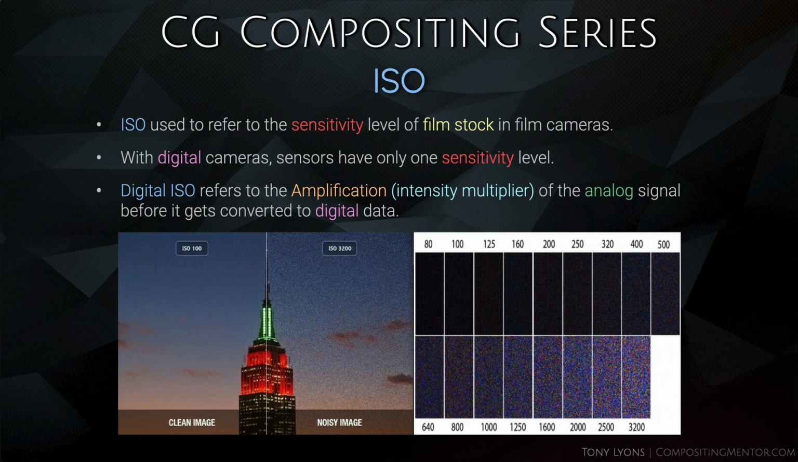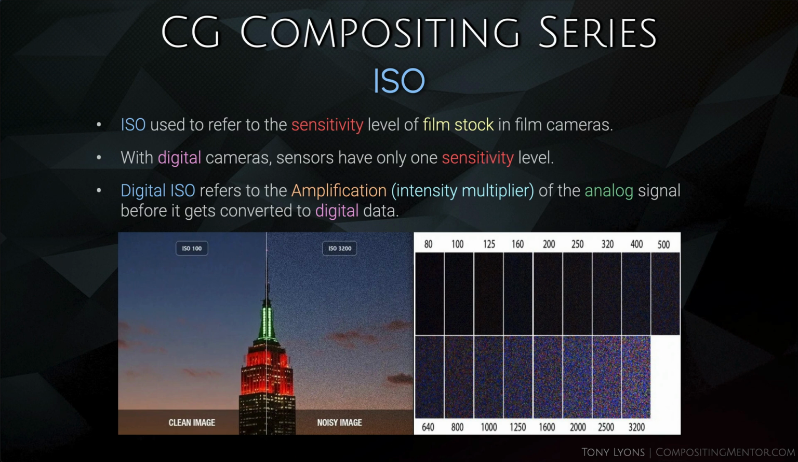With the film stock, higher ISO numbers would increase the exposure of the image, but it would also reveal more grain. And this had to do with the different materials that they were using for the different film stocks. So as the ISO number got higher and more sensitive, the more grain would appear. With digital cameras, the sensors only have one sensitivity level. So better cameras are more sensitive and worse cameras are less sensitive, but they have only one level.